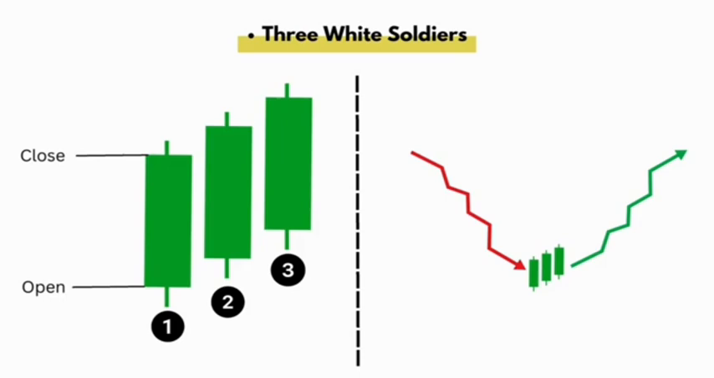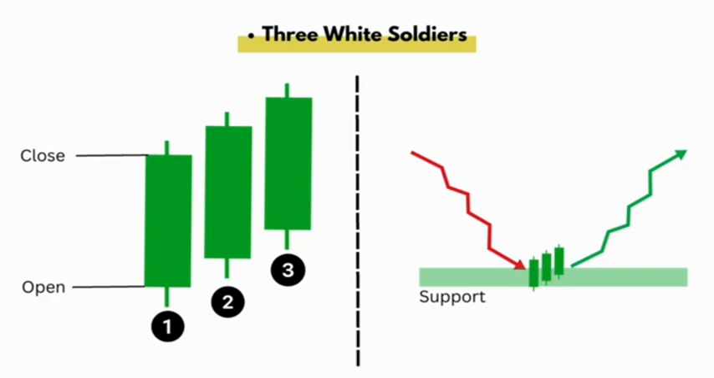Each candle opens and closes slightly higher than the previous one. For example, the second candle opens and closes above the first candle. The third candle opens and closes above the second candle. Another key characteristic of this pattern is that all 3 candles are nearly the same size, showing strong and consistent buying pressure. If this pattern forms near an important support zone, it can offer a high probability buying opportunity.